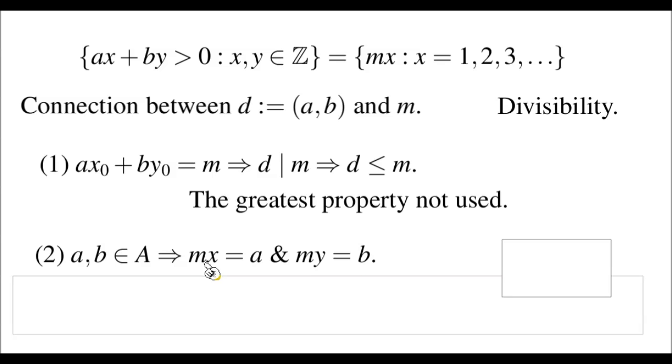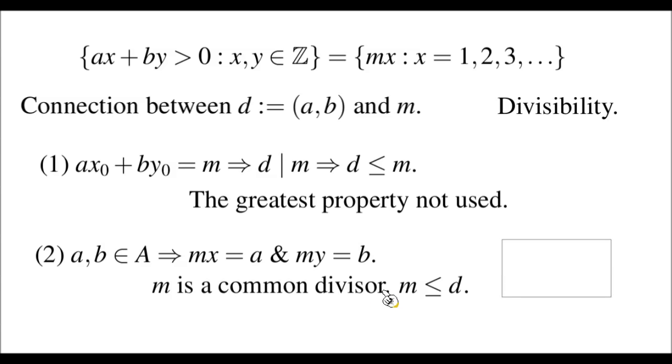And this description says M is a common divisor of A and B. So here M is a common divisor and D is the greatest common divisor, and there is this inequality, which together with these two shows M is equal to D. Here it is, that's the conclusion. So if you look at all positive combinations of A and B, and think about the smallest element, we show that this forms multiples of M, and that M is indeed the greatest common divisor of A and B.